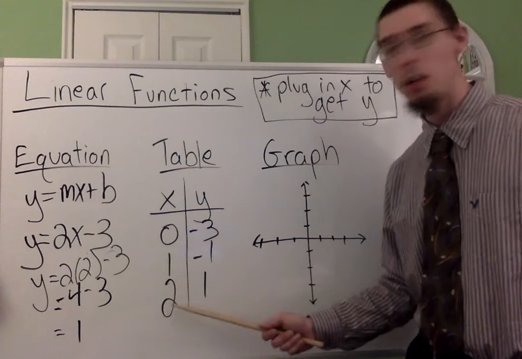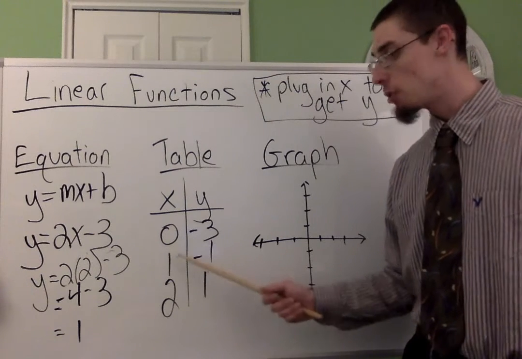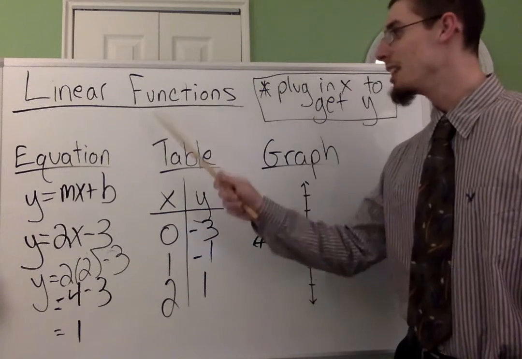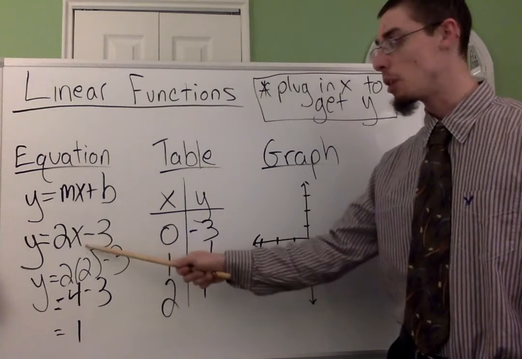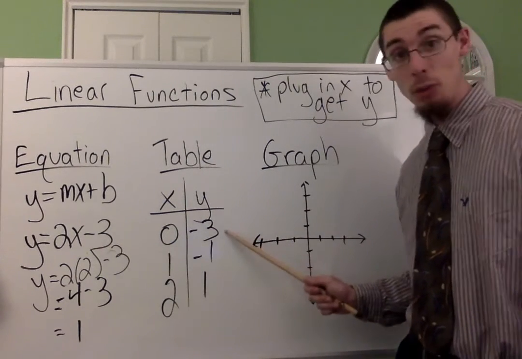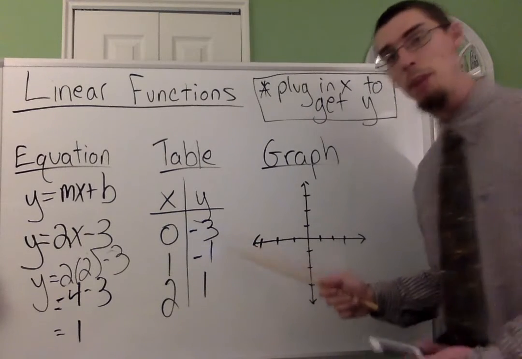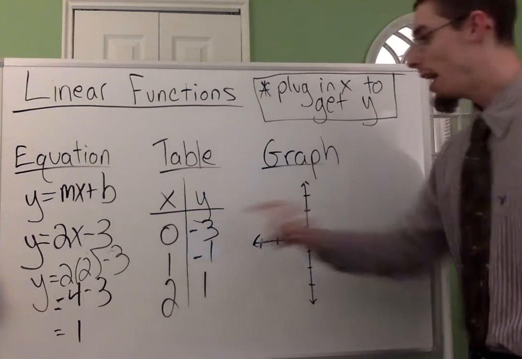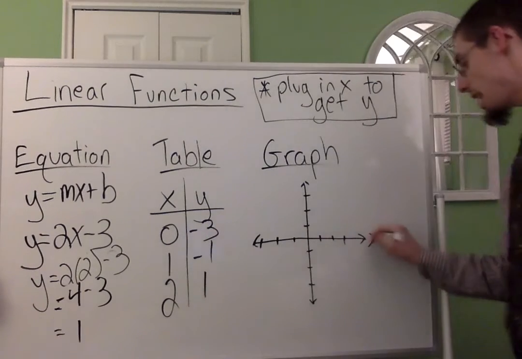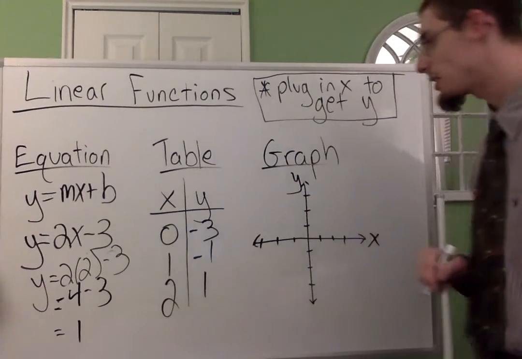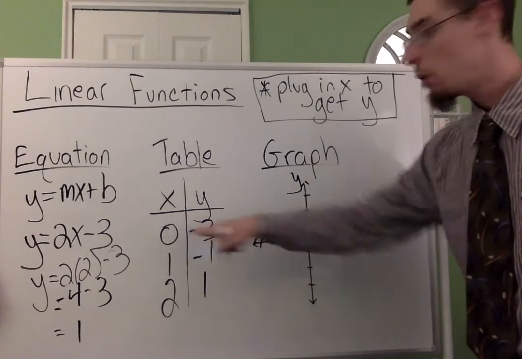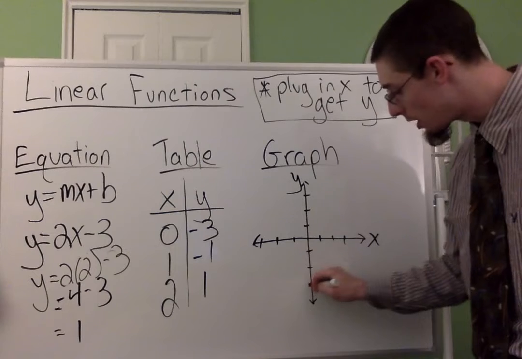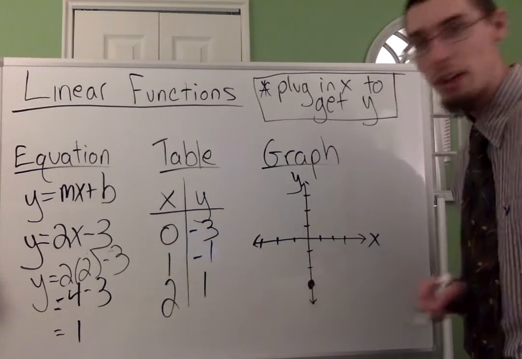Now, obviously, I could plug any x value in. I chose numbers that I could fit on my graph. So a linear function can be represented with equations and tables, and a table can be used to make the graph. So if I take x, right, this is the x-axis, this is the y-axis. X is 0, y is -3, so 0 and then -3 gives us a point right down here.